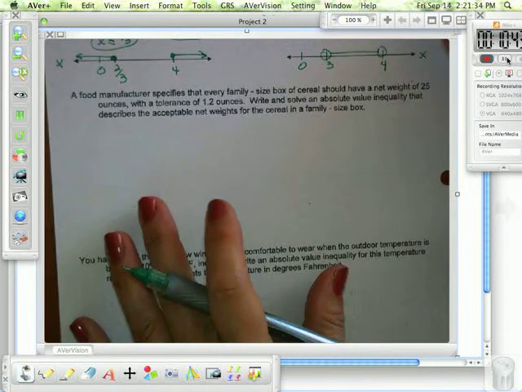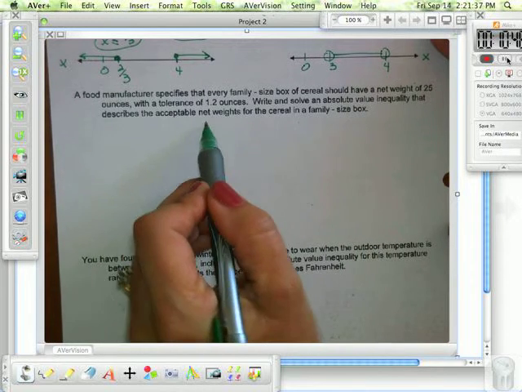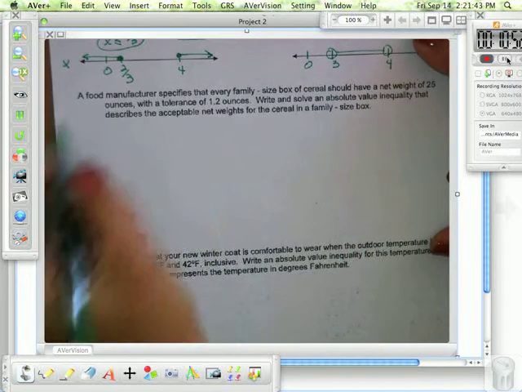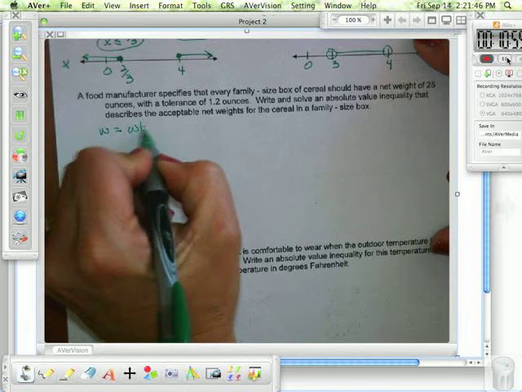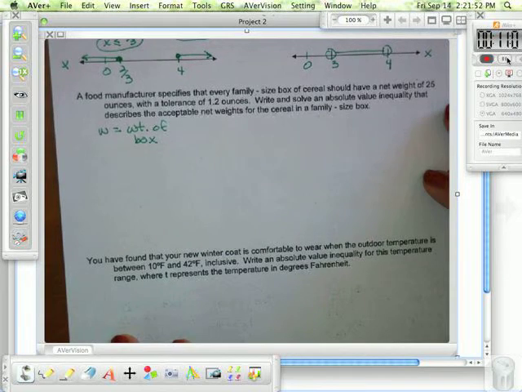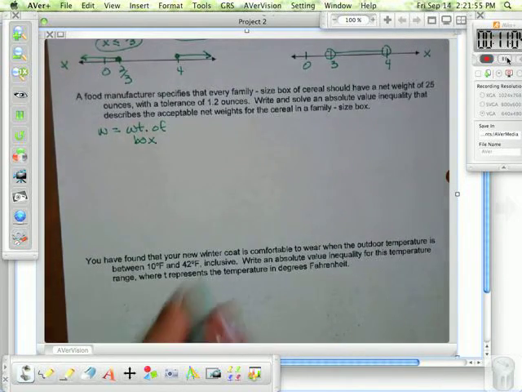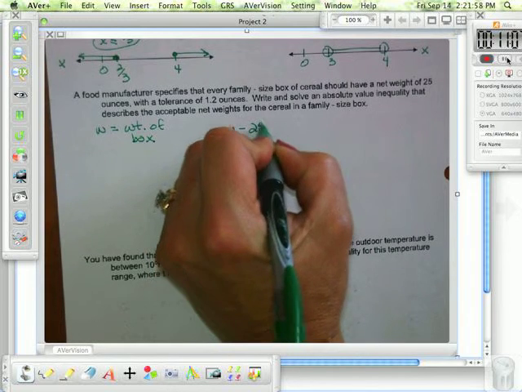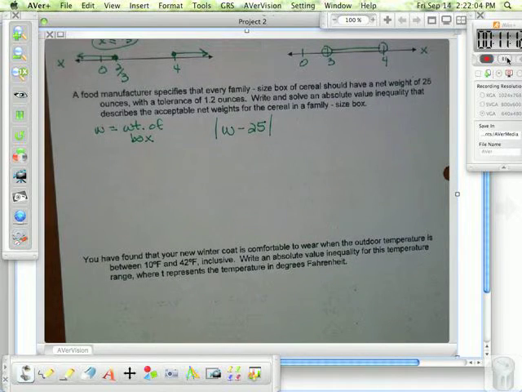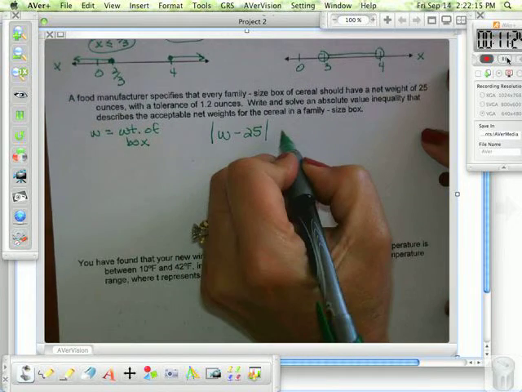Write and solve an absolute value inequality that describes the acceptable net weights for the cereal in a family-sized box. So I'm going to say W is the weight of the box. Whatever my box weighs, I'm going to subtract 25 from it and get the absolute value, because it's got to be a positive number, right? Let's say the box weighs 26. I subtract 25, I get a 1 ounce deviation, don't I? You see what I mean? This has to be less than or equal to 1.2.